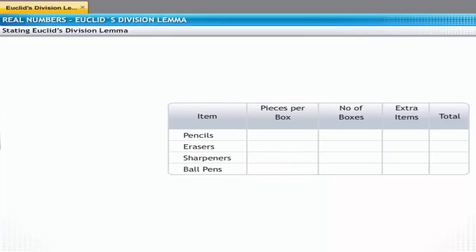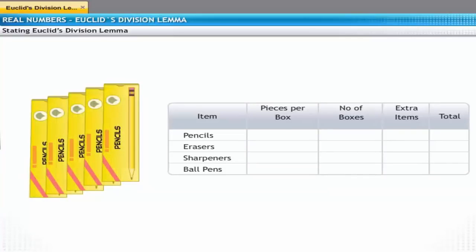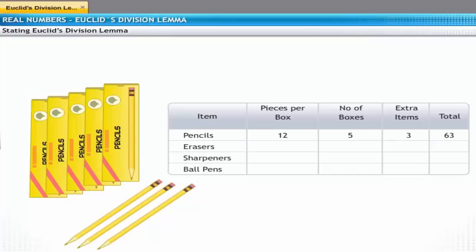Now, let's follow Mr. Chatura as he fills his table. Each box of pencils has 12 pencils, and Mr. Chatura has 5 such boxes. This means that there are 60 pencils in the boxes. He also has 3 extra pencils. Thus, the total number of pencils is 63.